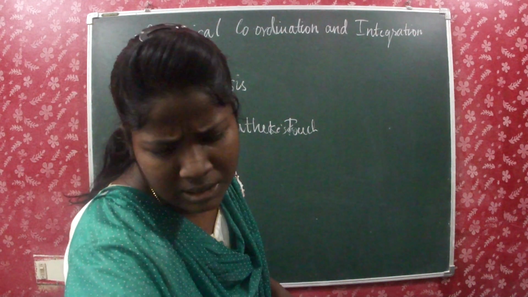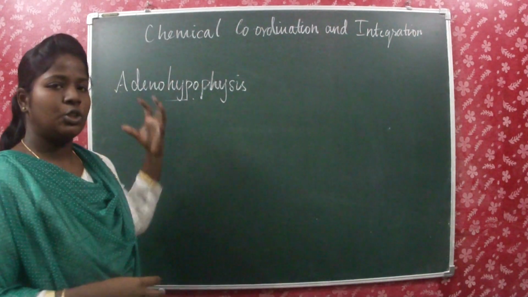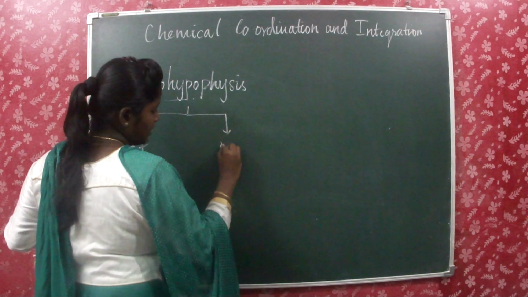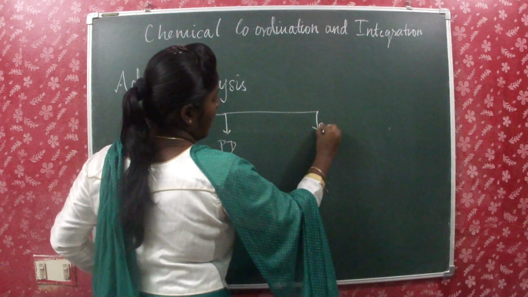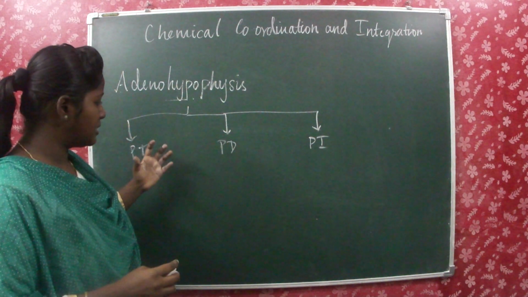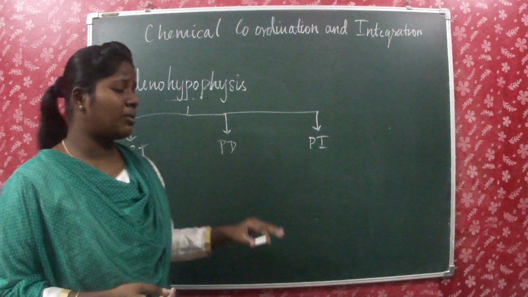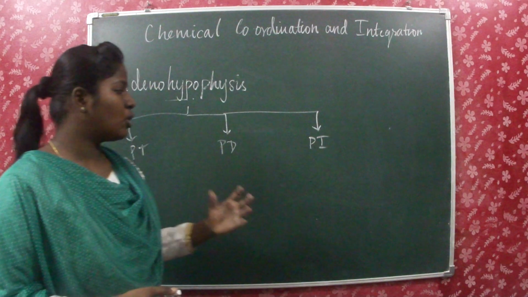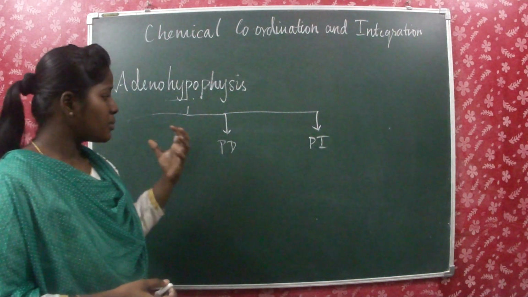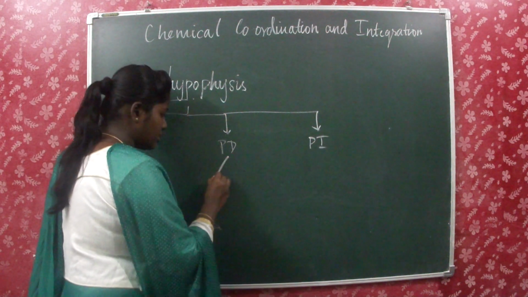The adenohypophysis consists of different parts: pars tuberalis, pars distalis and pars intermedia. In the book, pars distalis and pars intermedia are explained in detail, so we will discuss these two first. These two are almost fused together and lie fused to each other. First we will discuss pars distalis.